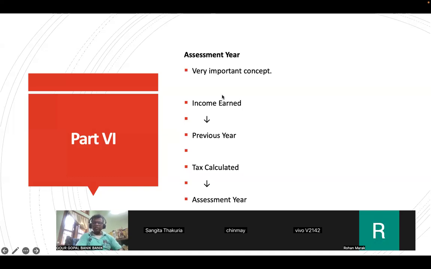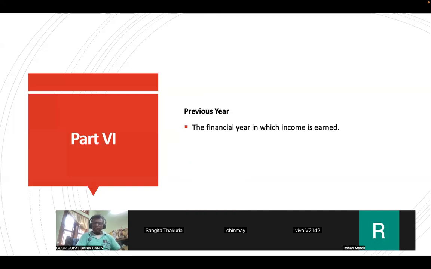So now you have understood what is assessment year. Assessment year is the year in which income is assessed, taxed, calculated and finalized. An assessment year starts from 1st of April up to 31st of March next year. The previous year means the year in which income is earned. It starts from 1st of April and ends on 31st March next year. Previous year is the year in which we earn the income.